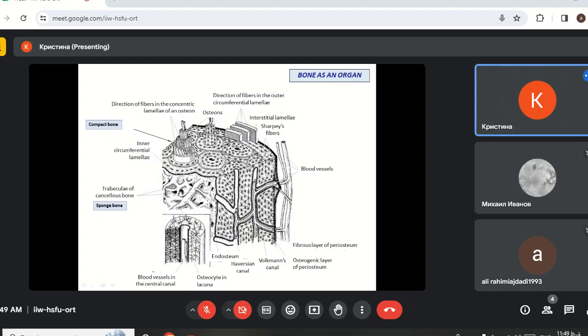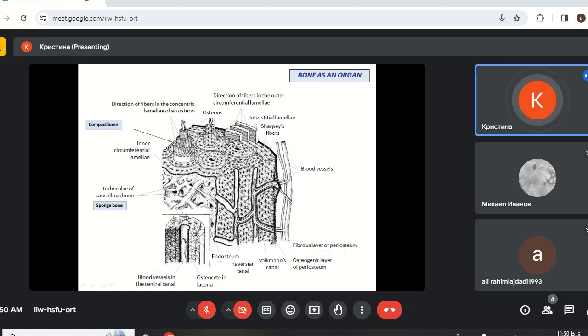Circumferential means going around the bone, like this. Here you can see in this picture 3 circumferential lamellae with osteocytes embedded between them. Inside every one of these circumferential lamellae, the collagen fibers go parallel to each other, but in adjacent lamellae they are orthogonal to each other. And the osteocytes in these lamellae receive their nutrition from the blood capillaries of the periosteum.